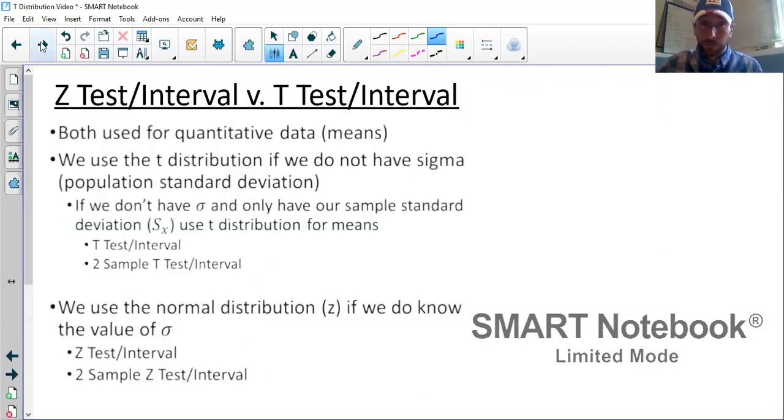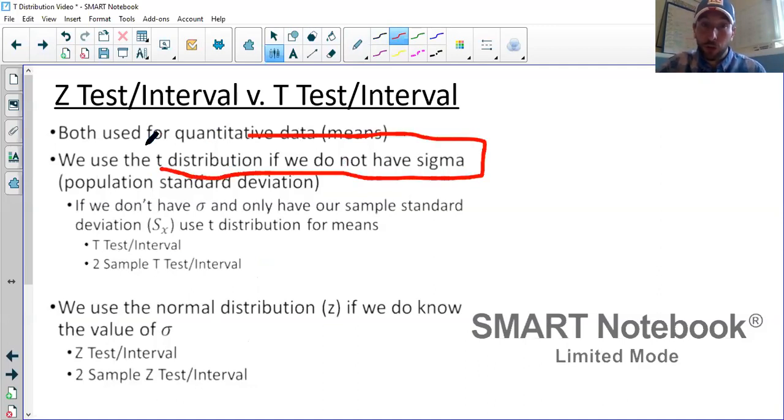And so here's the deal. Z and t tests, or 2-sample z and t tests and intervals, are both used for means. The t-distribution is what we use if we don't have sigma. So if we don't know the population standard deviation, then we're going to use the t-distribution. That's what's going to happen most of the time. If we knew the population standard deviation, then we'd probably know the population mean. And if we know the population mean, we don't need a t-interval or a t-test, because we just have that number. I don't need to estimate the population mean if I have it.